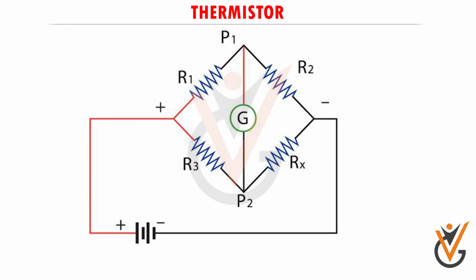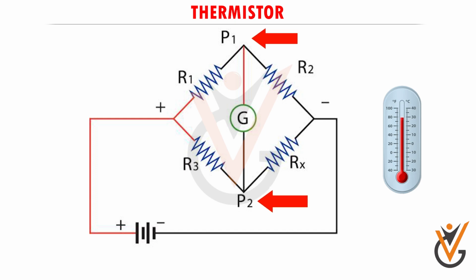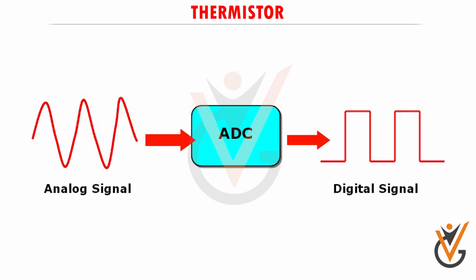For temperature measurements, the thermistor is placed in a Wheatstone bridge network under balanced conditions. There is no flow of current in the midpoint of the network, that is, P1 and P2, since the potential drop is the same at the two ends. When the temperature changes, there is a change in resistance. The bridge becomes unbalanced, and there is a voltage drop across P1 and P2. This voltage is further amplified and converted to digital data using an ADC, analog to digital converter.